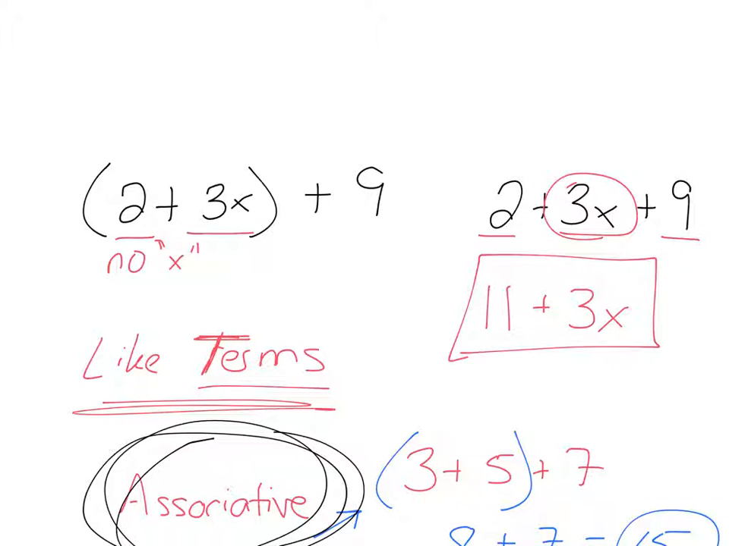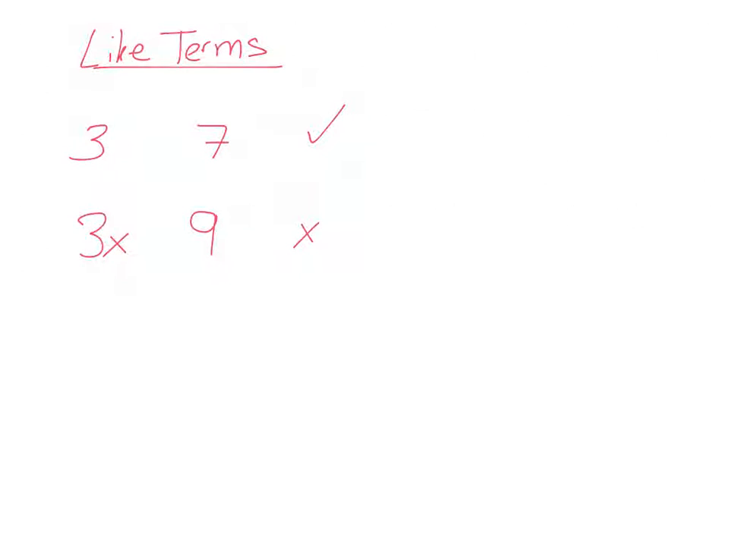Okay, so let's recap a few of these ideas. First of all, like terms. 3 and 7 are like terms. So check. 3x and 9 are not like terms, so I'll put a big cross through them. They are not like terms. 7y plus 2y: if I were to add those two, I could add them because they are like terms.